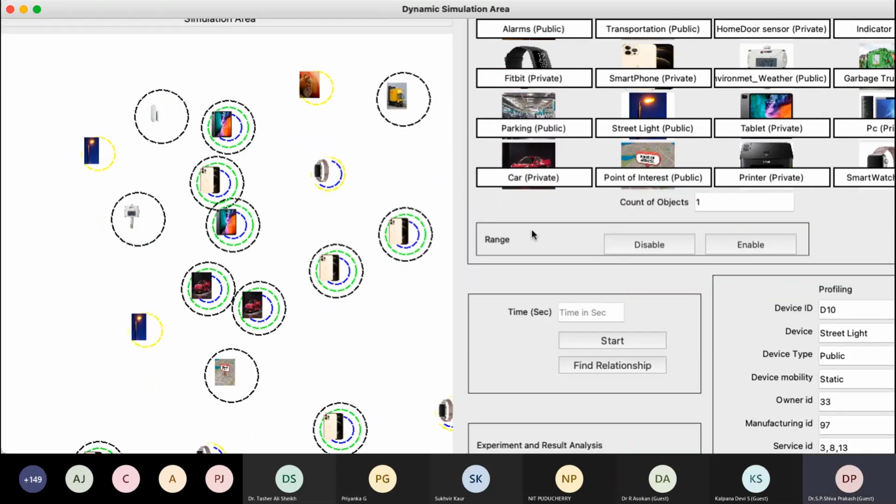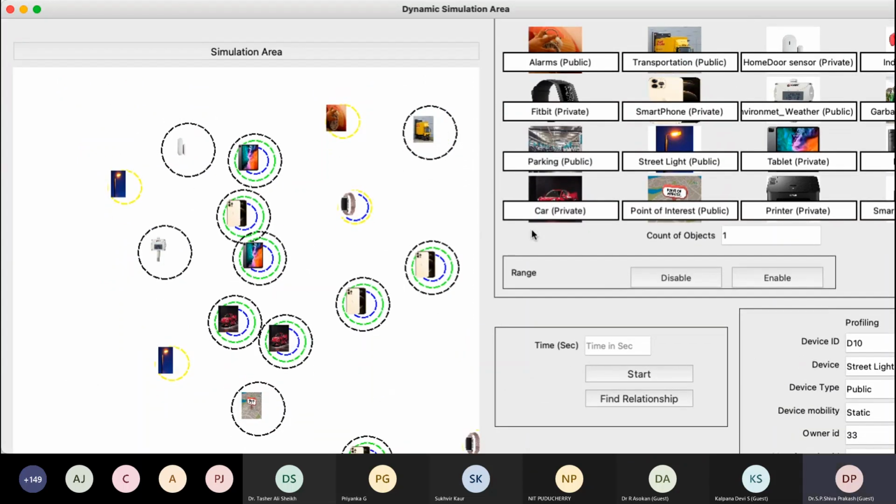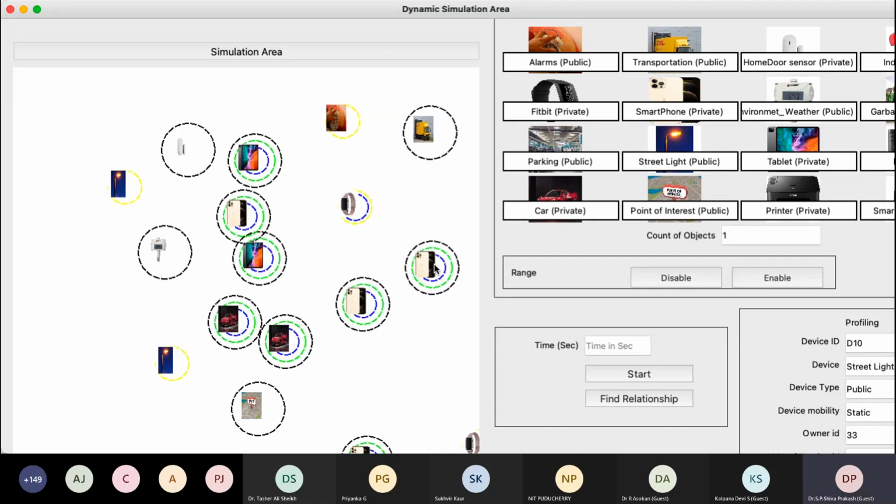Now the basic idea or the utility of an SIoT based application is finding the relationship between these devices. This simulator can be used where I can disable and enable the ranges, and these ranges basically define what type of protocol it is using. So this is a smartphone which uses Wi-Fi as well as Bluetooth. Each device shows the type of range it is using.